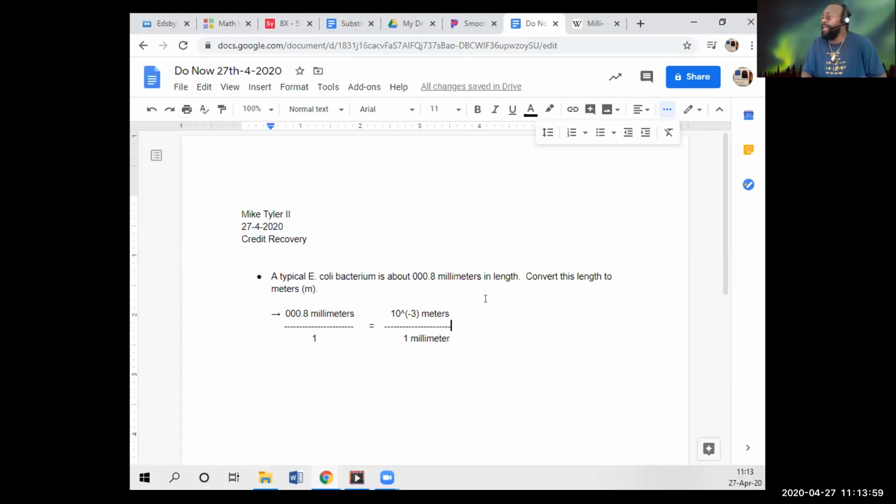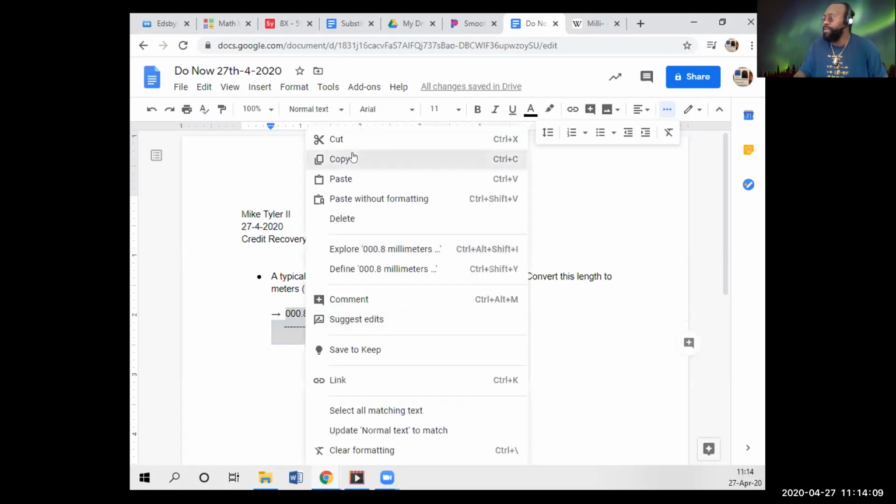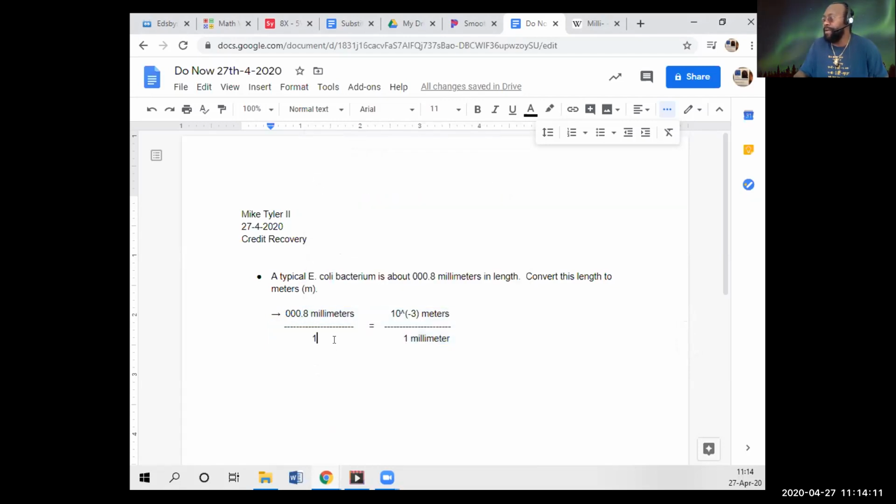Okay. What cancels here is your millimeters. So this one and this one. I'm going to take this again and show you what it looks like once they're canceled out. This is going to be 1 times 1 when milliliter over milliliter cancels, leaving only meters. So let's go down one.